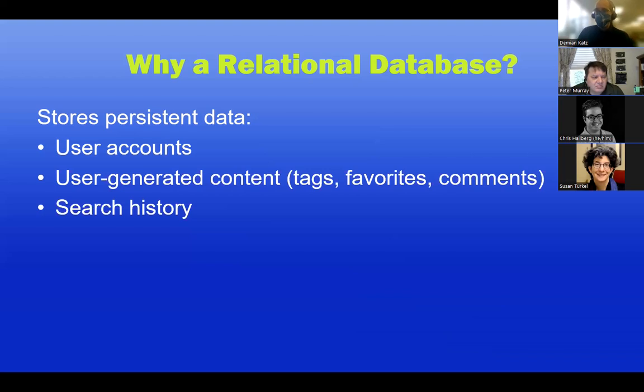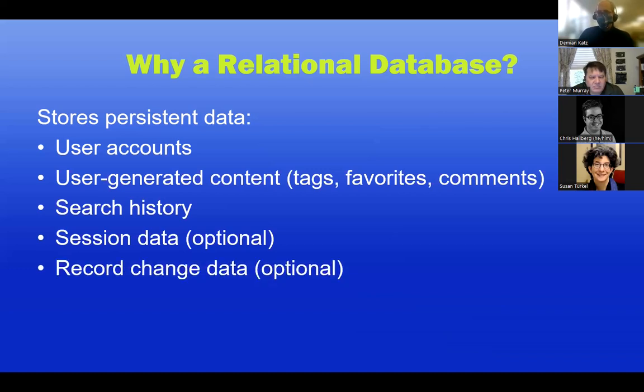We also use the database to track search history. And there are some optional things that we can use the database for, like storing sessions or tracking record changes. As you can see, some of these things are optional. A lot of these things can be disabled if you don't actually want to track them in the database, but there are good, useful reasons for having this data in VuFind in many situations.